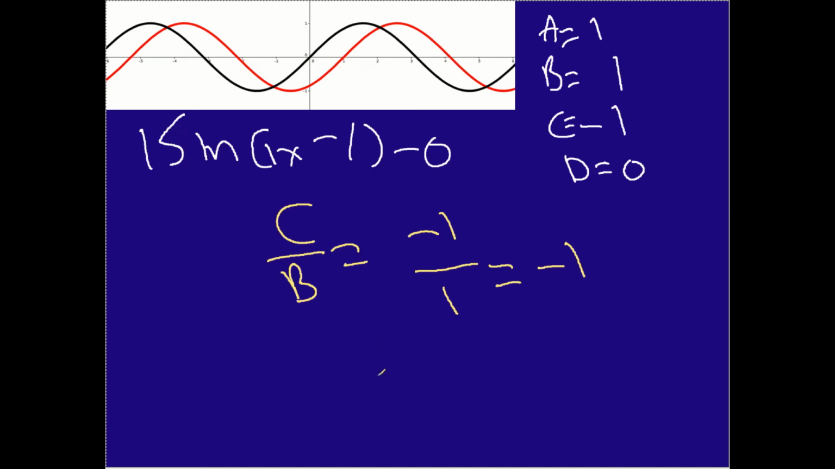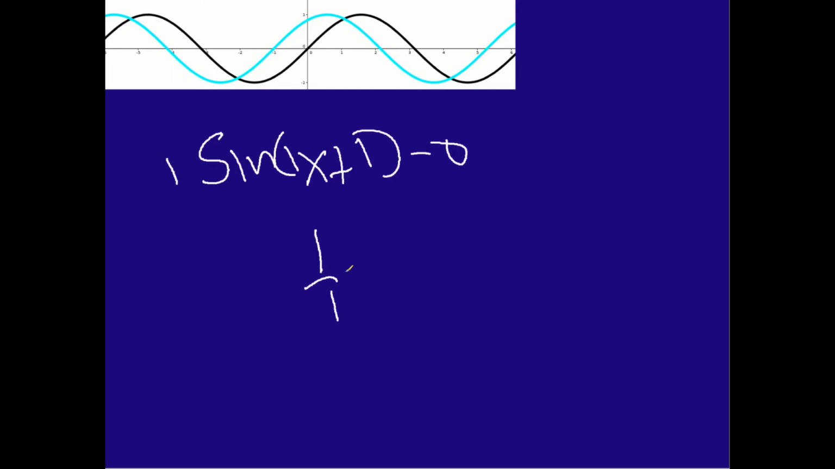So this is the first important point that we need to understand. If your phase shift is a negative number, that means you're going to go to the right. If it is a positive number, that means you're going to go to the left, like so. Let me demonstrate that in the next example.